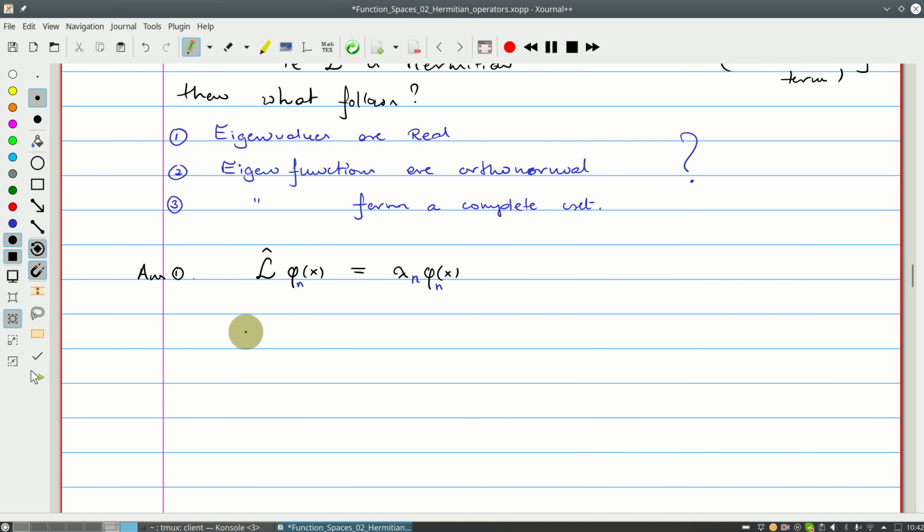Okay, so the high level way would be to start from here. We have this kind of a relation. So let's consider the inner product of phi n with L operating on phi n. Well, by definition, L operates on phi n to give us lambda n times phi n. So that would be phi n, lambda n phi n. Now lambda n is a scalar. It's in the ket side of the inner product, so we can pull it out. That would be lambda n and the inner product of phi n with phi n.